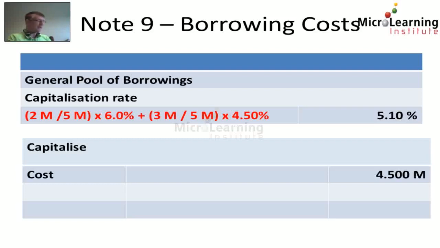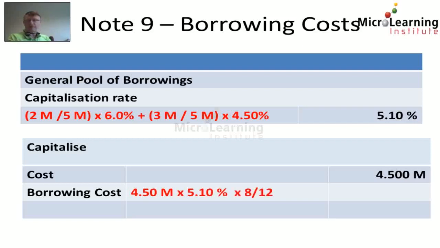So let's look at what we capitalize. Firstly, we capitalize the actual cost of 4.5 million, but in addition to that, we capitalize the relevant borrowing costs in the period. And the relevant borrowing costs are the 4.5 million that we spent at the capitalization rate of 5.1%, and of course we time apportion it since the 1st of April by 8 months. So consequently we are capitalizing an additional 0.153 million, so the total amount capitalized is $4.653 million.